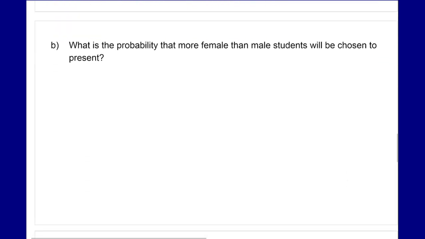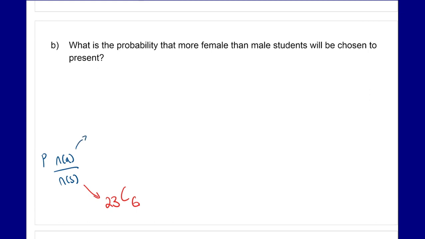What is the probability that more female than male students will be chosen? Well, in this case, again, let's go through and break it up into our two parts. The total number of outcomes is easiest again to start with first, especially because we've already done a question with this. So it's 23 choose 6, same value as before.